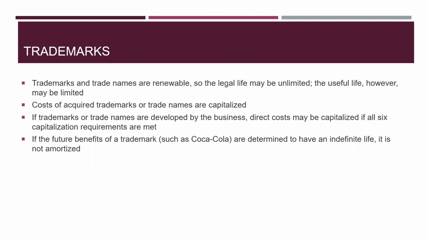Now your trademarks and trade names are renewable assets. So the legal life of these assets could be different than the useful life. So legal life here could be unlimited, but the useful life could be different. Useful life is for how long the business can use the asset to help generate revenue. So when you're amortizing these assets, you are going to compare the legal life of the asset as well as the useful life. The smaller or the lower of those two is going to be used to amortize the intangible asset.